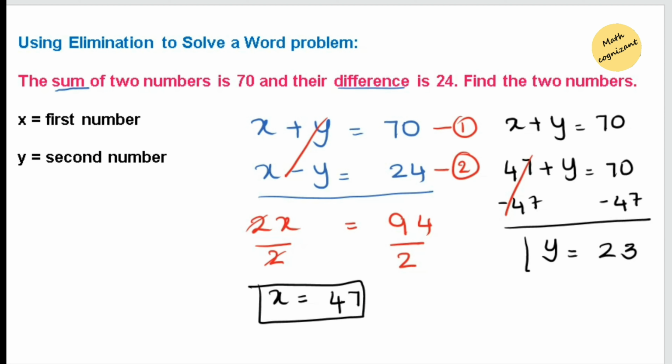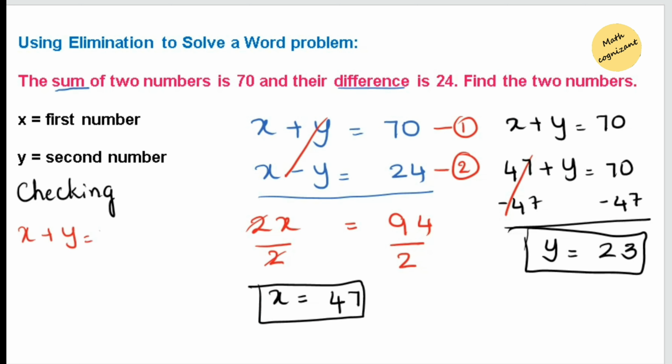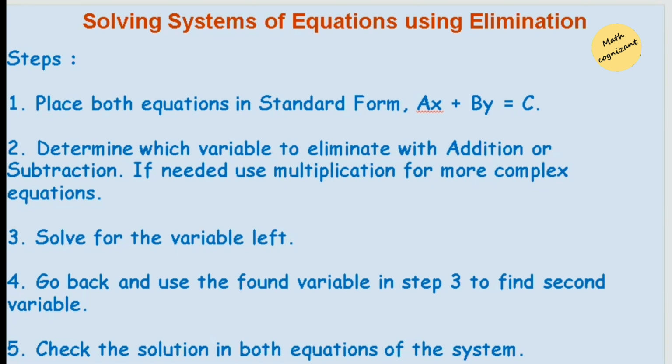Now for the checking, let me take the first equation again. x plus y equals 70. In place of x, let's write 47 plus, in place of y, 23. So add them both. 47 plus 23 equals 70, and the other side also has 70. The solution is correct. So the first number is 47 and the second number is 23.